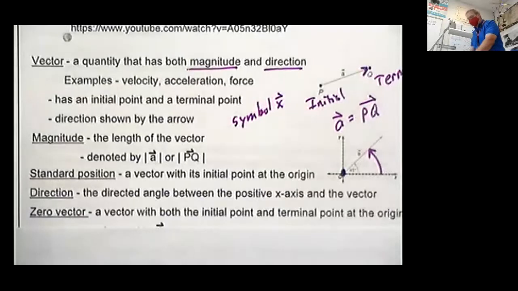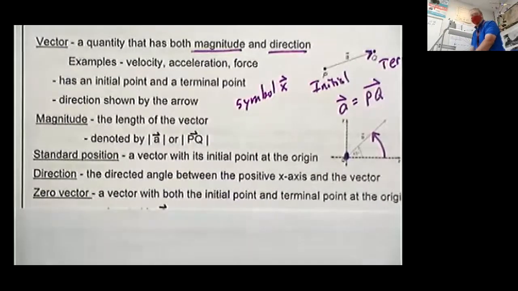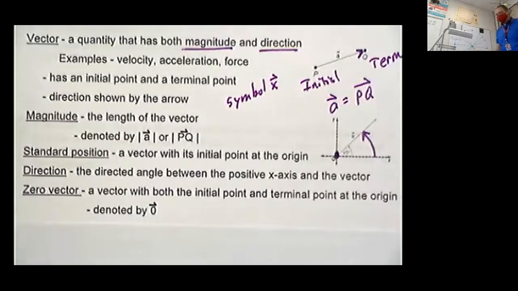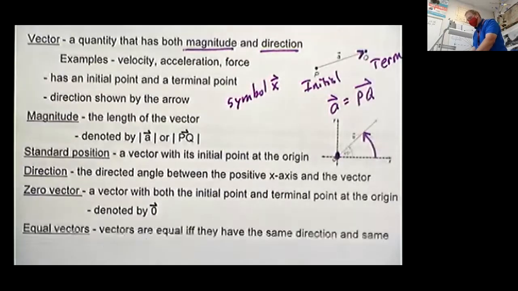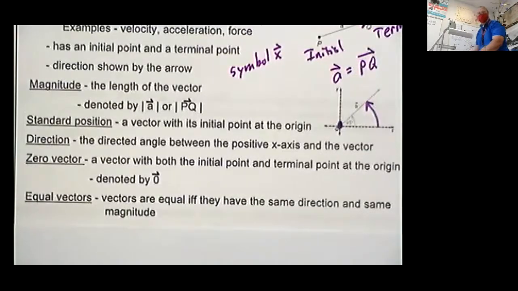We can also define a zero vector. A zero vector is a vector with the same initial point and the same terminal point, and that is at the origin. It's denoted by the vector 0. It doesn't really do much. It has to do with the rules of vector properties. Equal vectors, well, what would make vectors equal? Vectors are equal if and only if they have the same direction and the same magnitude. Both parts have to be true.